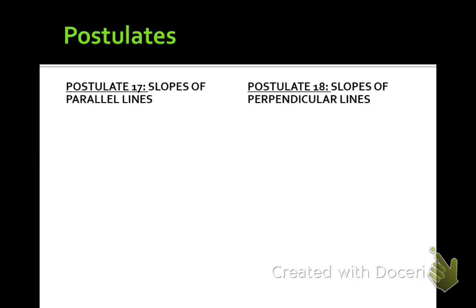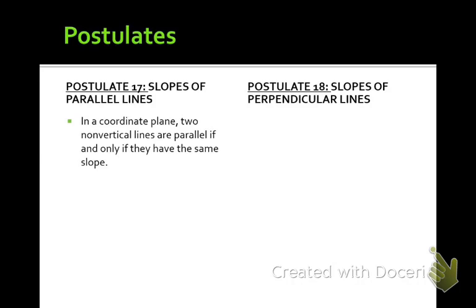A couple of postulates for you, and hopefully, like I said, you remember from Algebra 1, but if not, we'll remind you. Slopes. If two lines are parallel, what's true about their slopes? Yes, they're the same. Two non-vertical lines are parallel if and only if, there's the biconditional statement, they have the same slope.